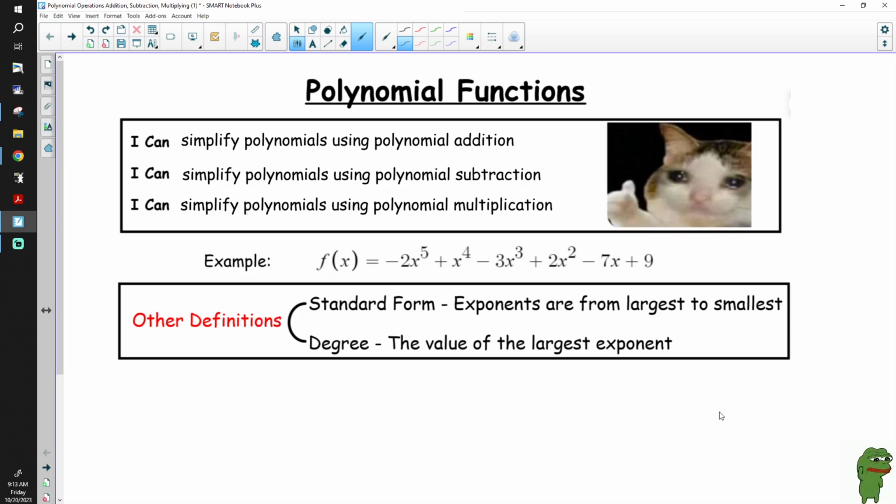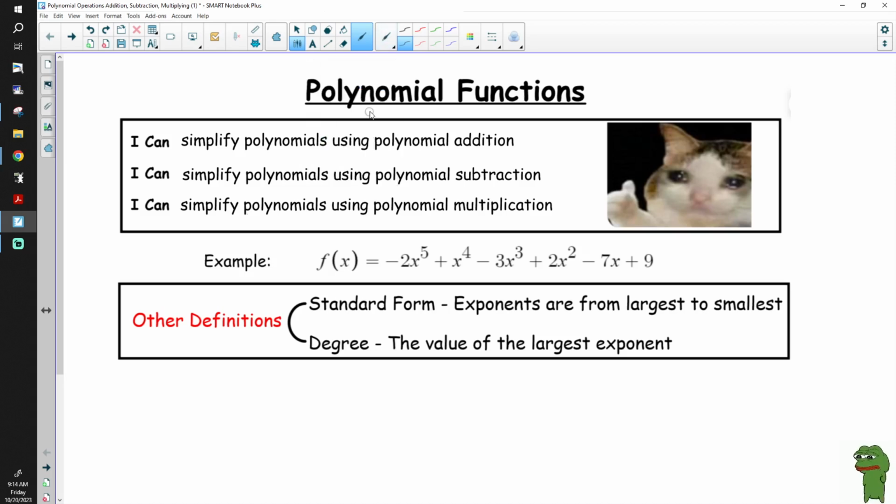Number one, this is a polynomial right here. It's a big boy. This polynomial has 1, 2, 3, 4, 5, 6 terms. We would call that a 6-term polynomial. Now, there's only two things I need from you. Number one, when you write your answers, please be sure that your answers are in standard form.